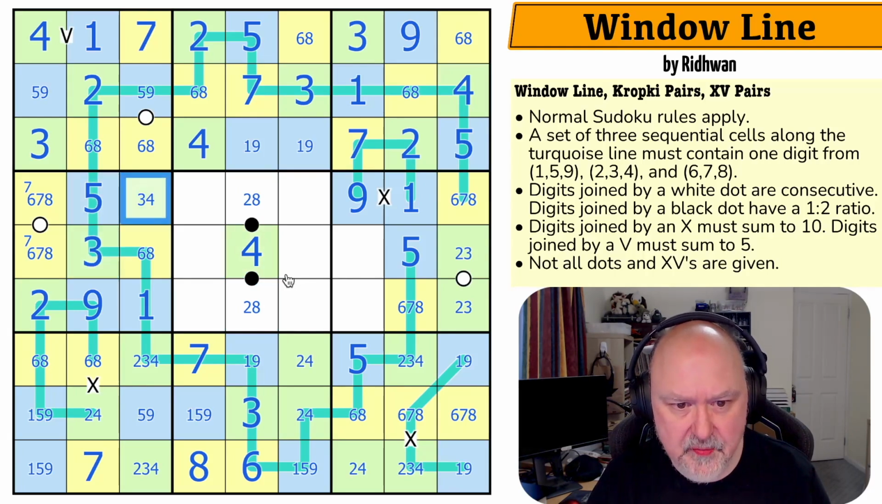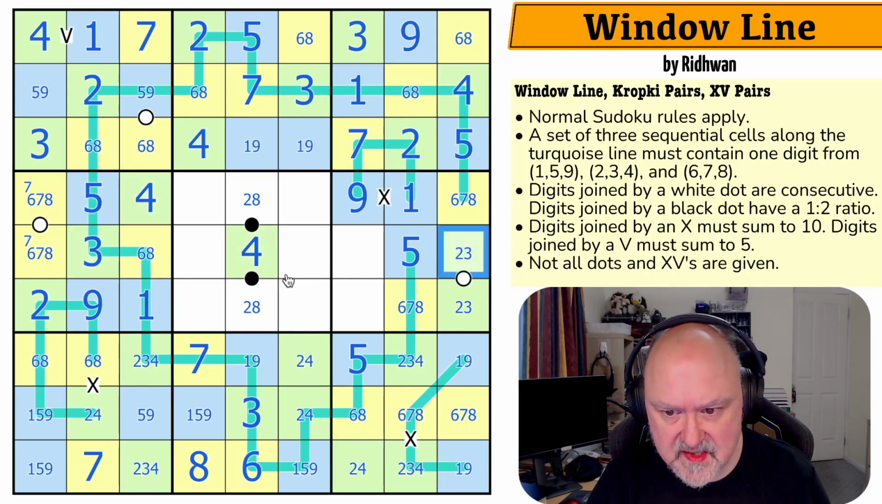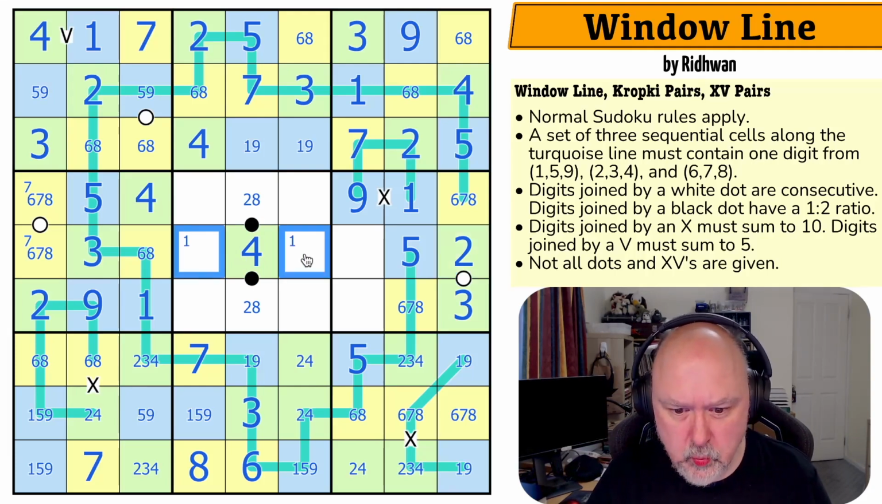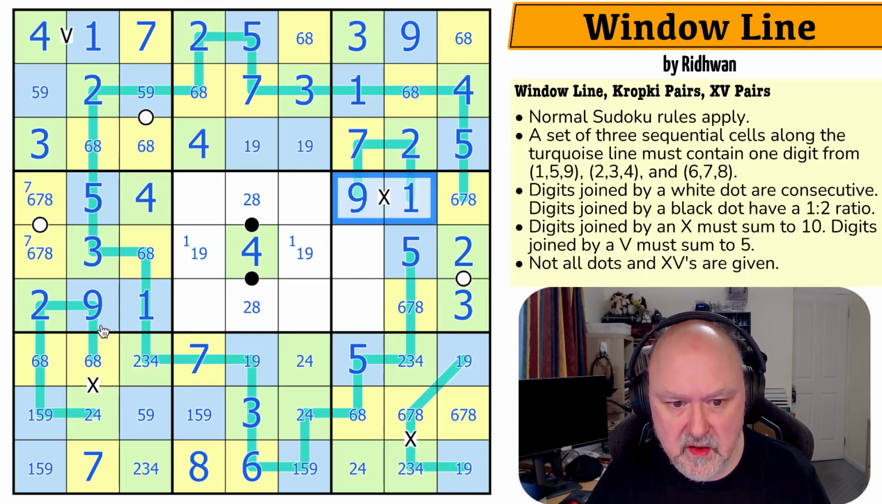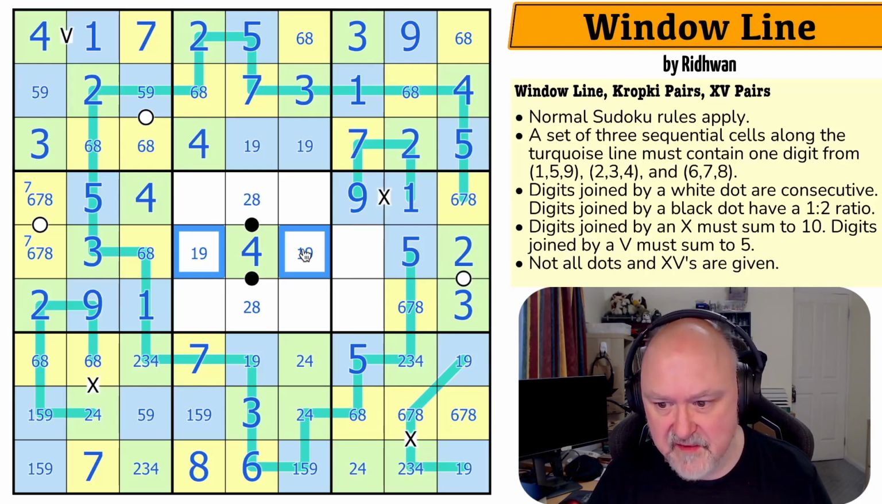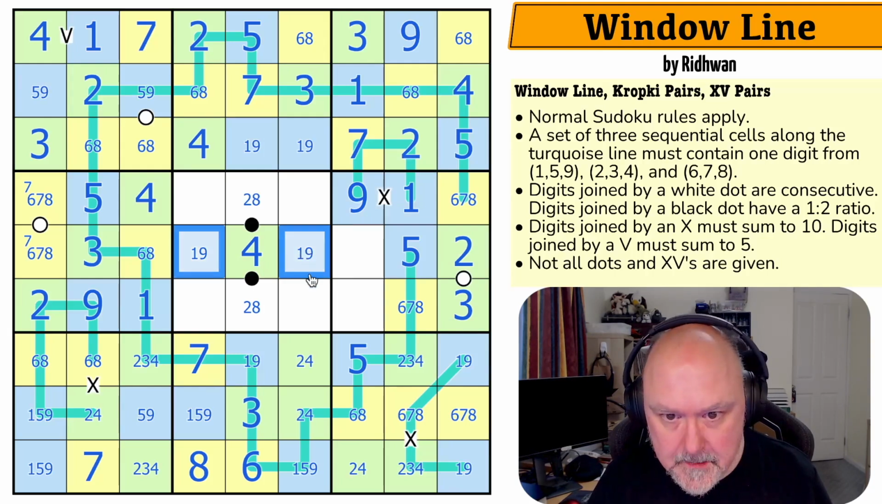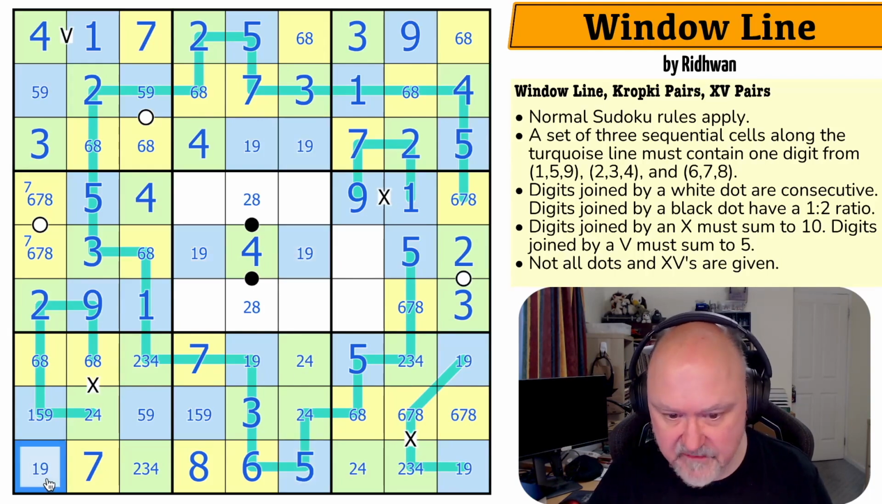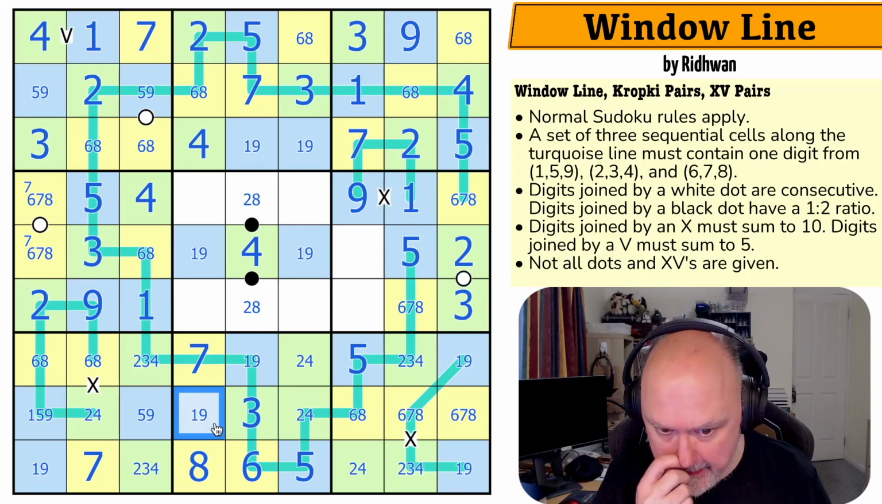4 makes that 3 and that 4. The 3 means that's 2 and that's 3. We know 1 is in one of those 2 by Sudoku. This is a 1-9 pair by Sudoku. 1 and 9, 1 and 9. That's a 1-9 pair by Sudoku. That's been there for ages. So that's a 1-9 pair by Sudoku, making that the 5, taking 5 out of there and 5 out of there.